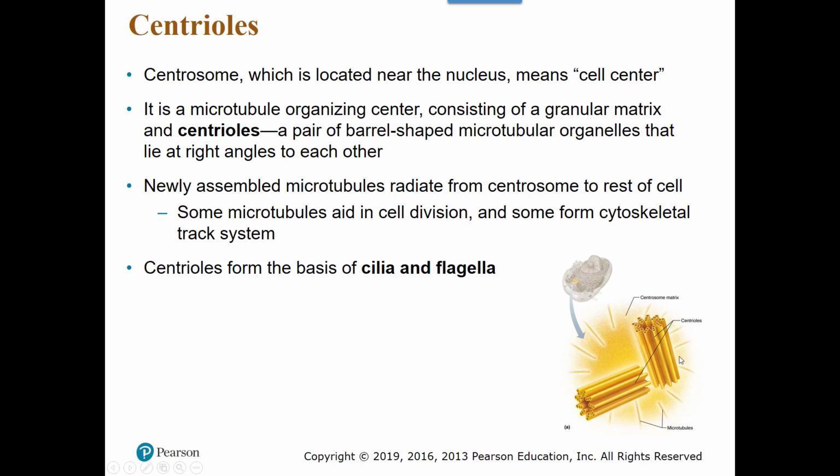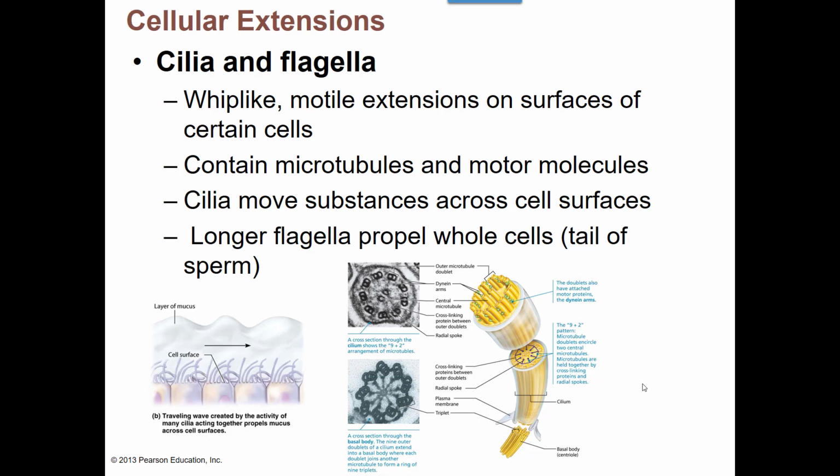They send out little spindles to help break apart the chromosomes during cell division, and because of their structure, those little tube-like structures, they can form the basis of cilia and flagella if the cell has them. Now, the cilia and the flagella. Not every cell has them, but they're whip-like motile extensions on the surfaces of certain cells, not all cells. They contain microtubules. You can see all of those little tubes, very reminiscent of these exact same tubes, because they form the basis of them.